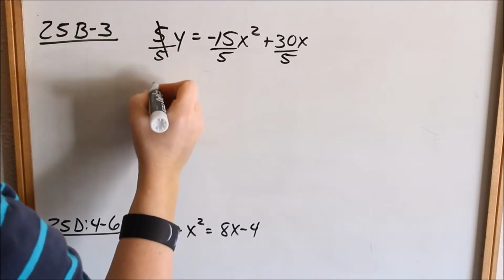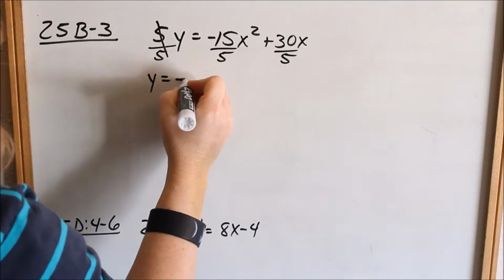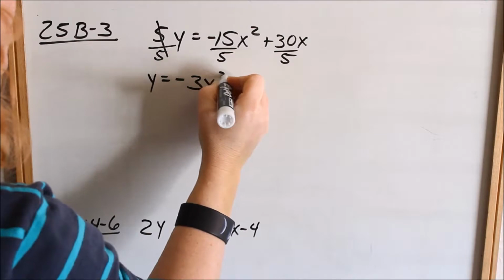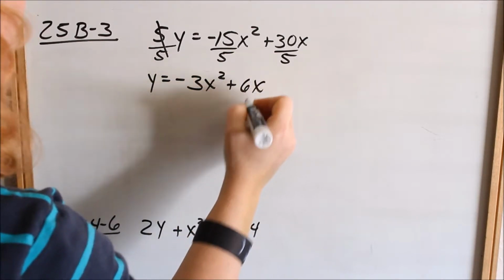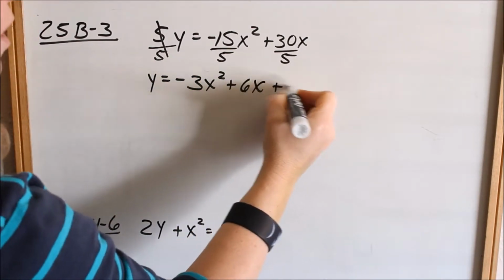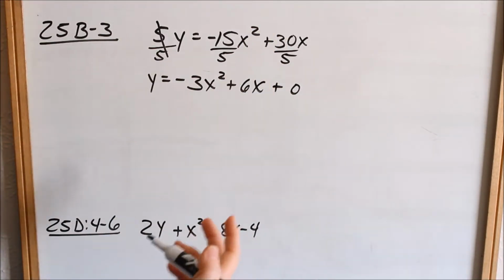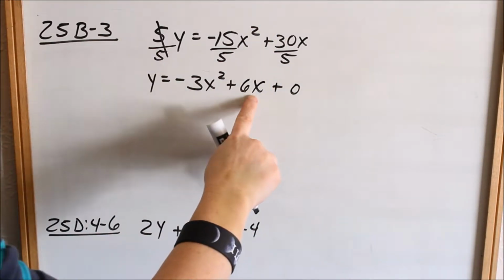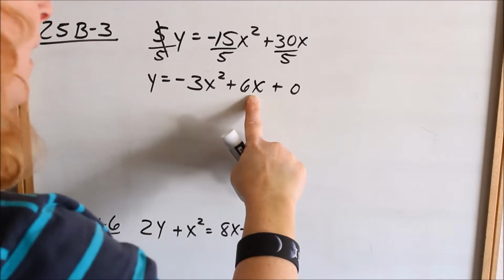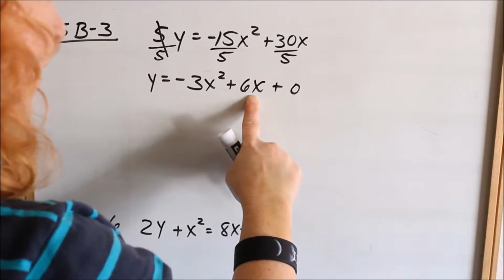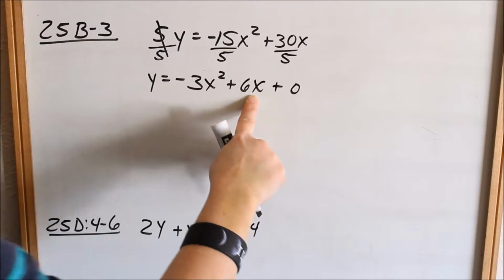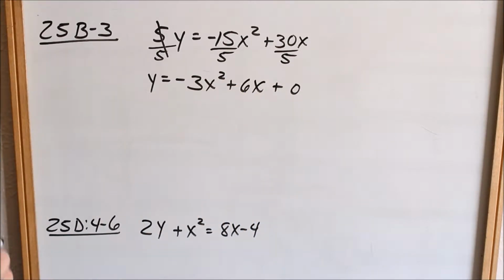So that goes away. So I have y equals -3x squared plus 6x. And there's no whole number out there. If you want to write a +0 to let you know that, that's fine. But the fact that there is this middle term tells me I am not symmetrical about the y-axis, that my parabola has been shifted over. And so I need to determine the new axis of symmetry.